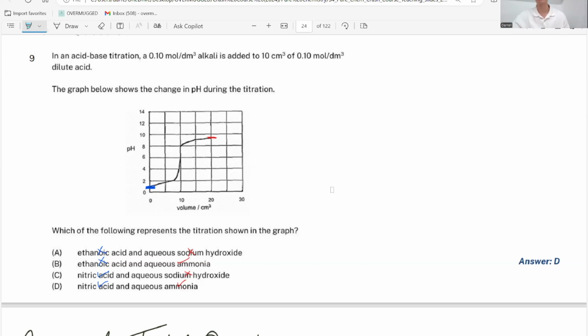pH 9, right? So is it a strong or weak alkaline? Weak alkaline. And what is the only weak alkaline in your syllabus? Aqueous ammonia. Therefore, the answer here is D. You all get what I'm saying? So you just analyze the start and the end point, you will be able to solve questions. However, this is not the only question type associated with the neutralization curve. There's one more, and let me elaborate.